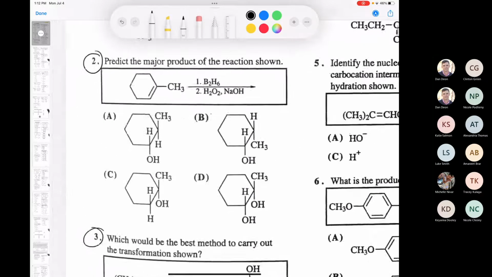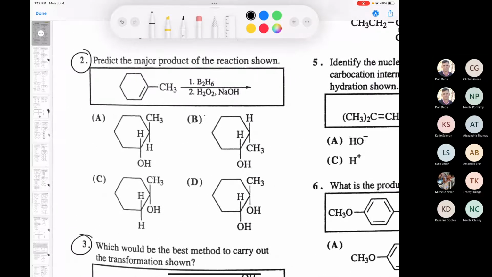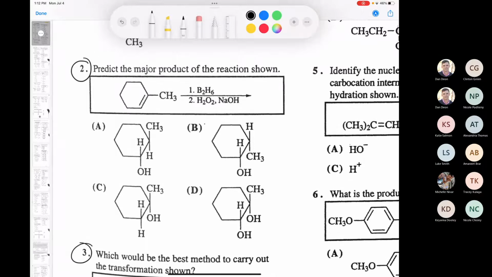The next one, number 2, says, what's the major product of this reaction shown? Remember, when the first reagent is B2H6, something I told you earlier on is that B2H6 is called diborane. It's the same thing as if you used borane and THF. And therefore, first step is the diborane followed by hydrogen peroxide and sodium hydroxide.